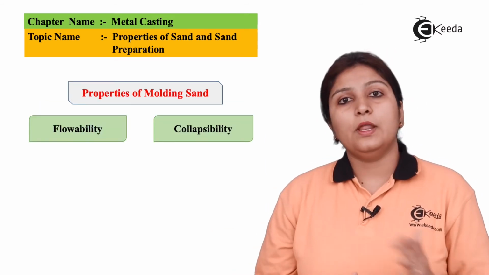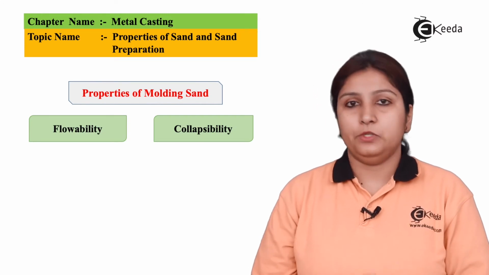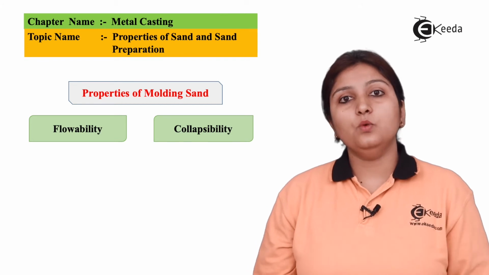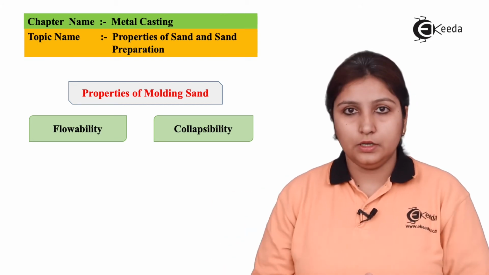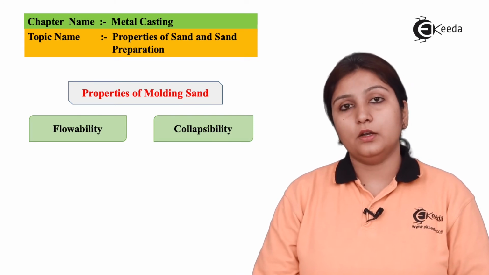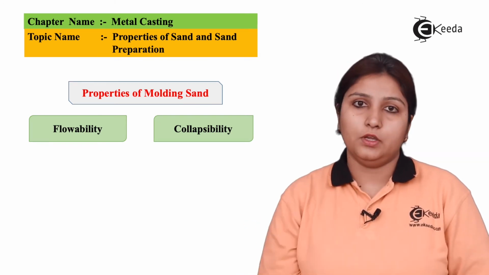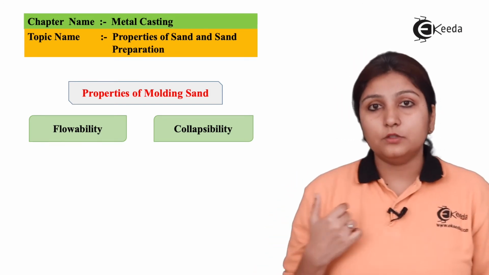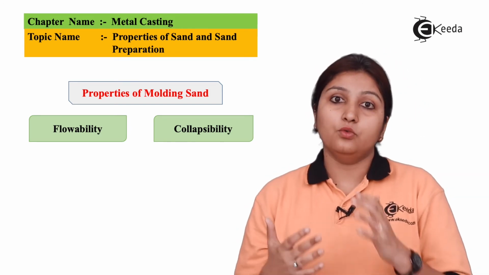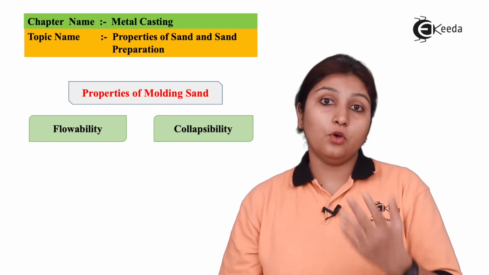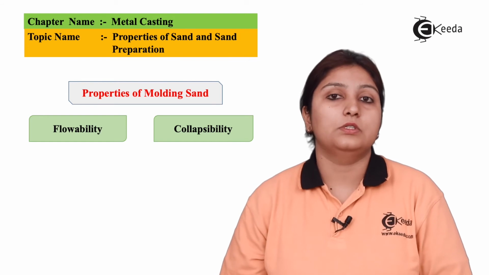So the next property is flowability and collapsibility. These two come into the picture when your sand allows your molten metal to flow easily. It should not have any sort of obstruction for your molten metal, so that it can flow and reach the mold cavity. If your sand is not smooth enough, it does not provide proper gates or runners for your molten metal to flow, so it won't be able to reach your cavity. So flowability is an important property of your sand.